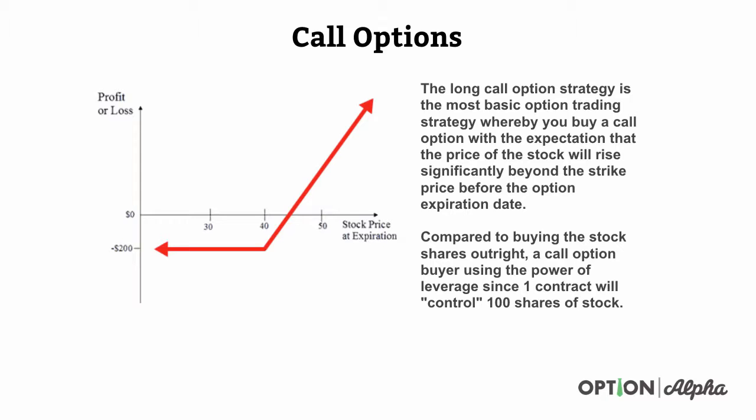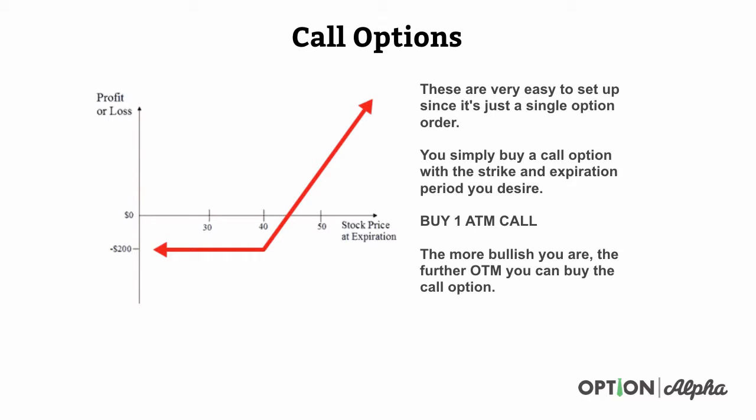So that's the benefit to doing this: we have power and leverage, and we can pick our points. We assume that maybe the stock is going to go higher than 40. So let's continue here further. These are very easy to set up since it's just a single option order, and that's what we're going to start with here as basics.